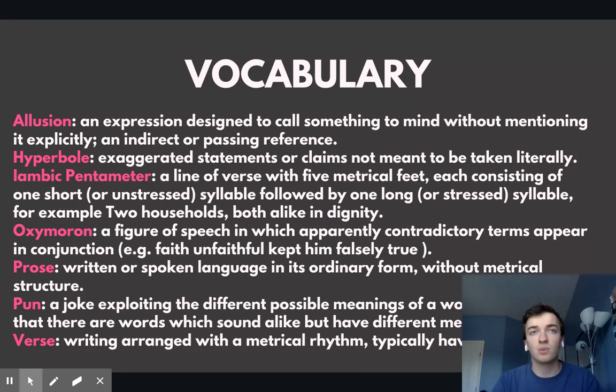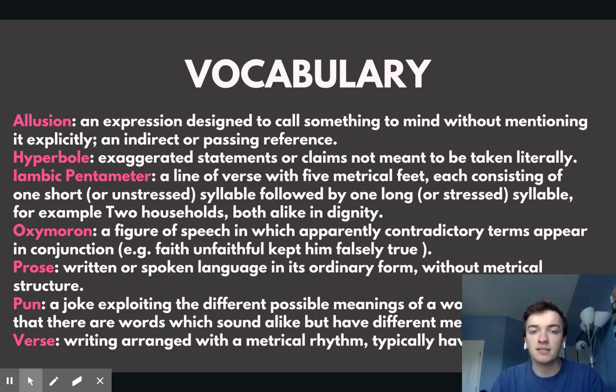It might be a reference to a Bible, it might be a reference to another play, another work, another movie, TV show, anything. I mentioned Bible because a lot of the times, especially in Shakespeare, but especially in this older literature we're reading, there are a lot of allusions to religious works. And hyperbole is an exaggerated statement or claim not meant to be taken literally. When you say, oh, I'm starving, but you're not literally starving because you had breakfast that morning, you're just hungry now because it's not yet dinner time.